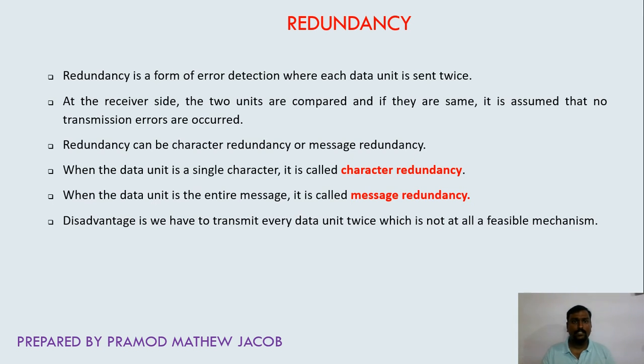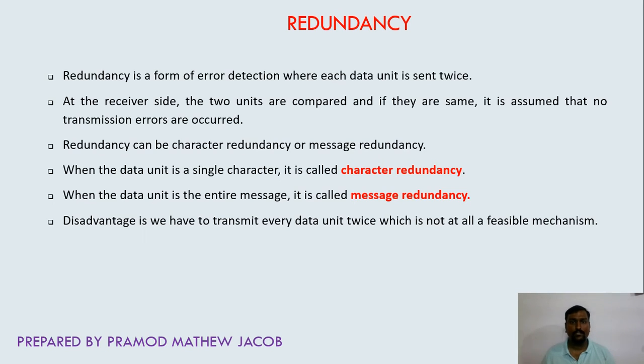In redundancy check, error detection is performed by sending each data unit twice. That is, from the sender side to the receiver side, the same data unit is sent twice. And these two units are compared at the receiver side. If these two units are exactly the same, then it will accept that data. Otherwise, it will require retransmission.